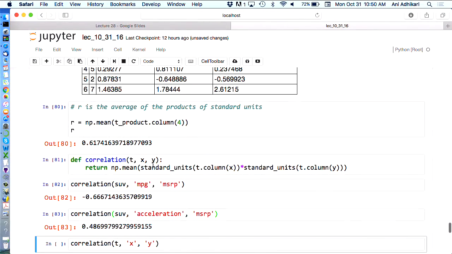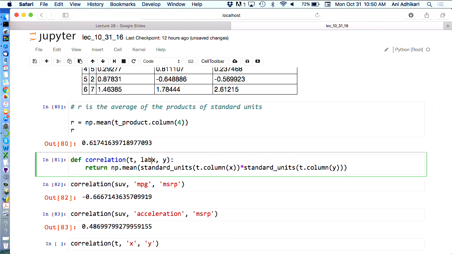Okay. X and Y here are labels of columns of T. So if it will help you to remember, I will just change the name here. Label X, label Y, and then I have to stick them back in here.